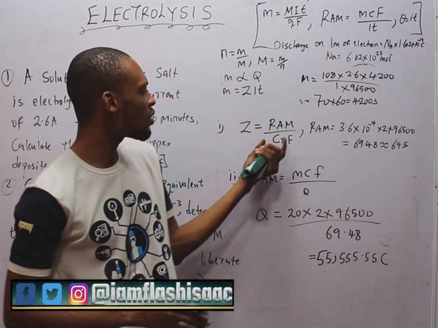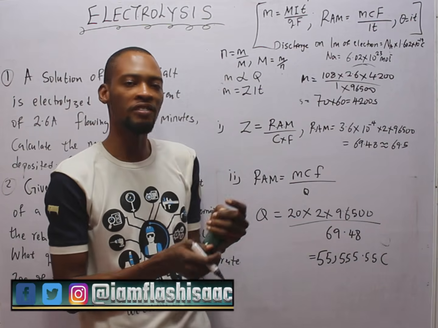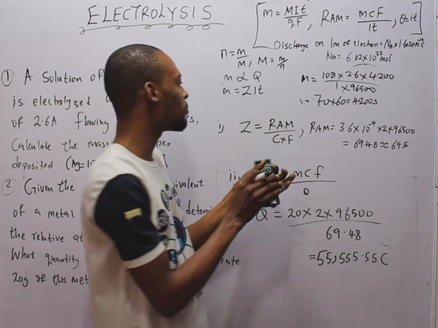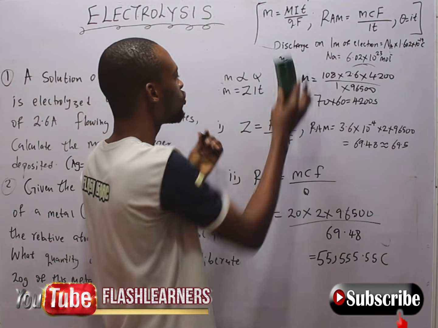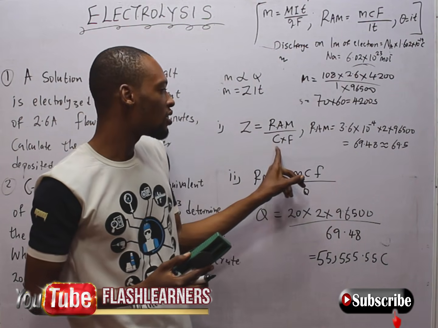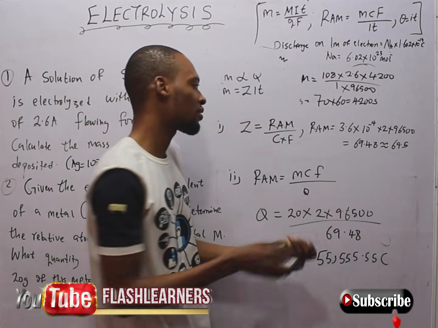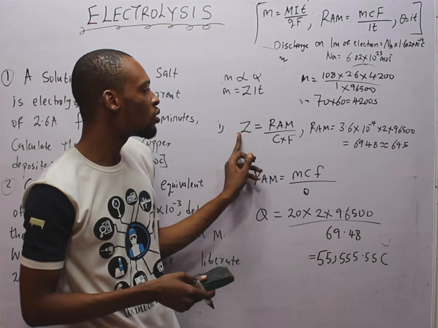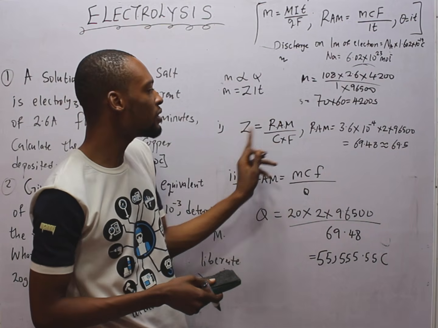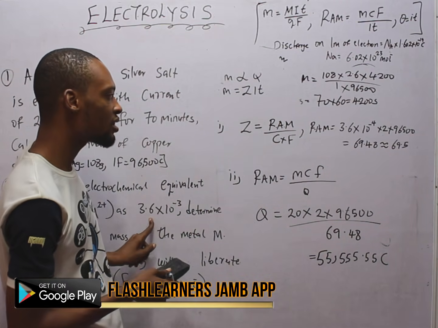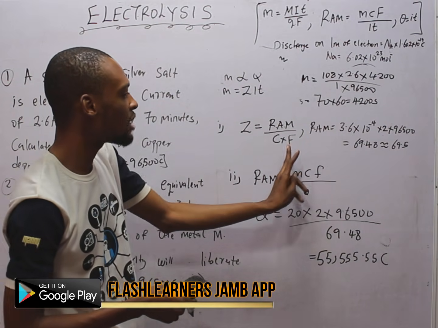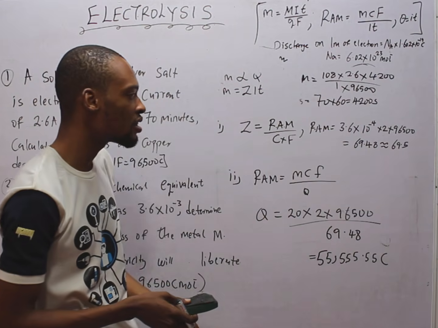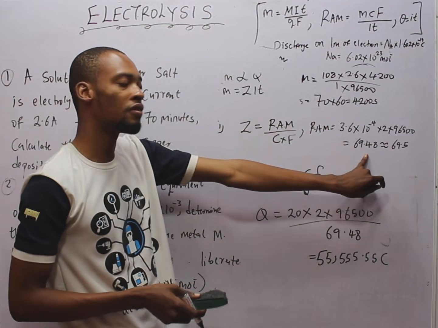Now, in this question, I've introduced a new formula alongside the ones we have before, which is the electrochemical equivalent Z is equal to ROAM over C times F, which is relative atomic mass over quantity of charge times Faraday. So in this case, we have the electrochemical equivalent Z, and we are looking for the relative atomic mass. It is simply Z, which is given by this, times the charge C times F. So that gives us relative atomic mass of approximately 69.5, or 69.48.